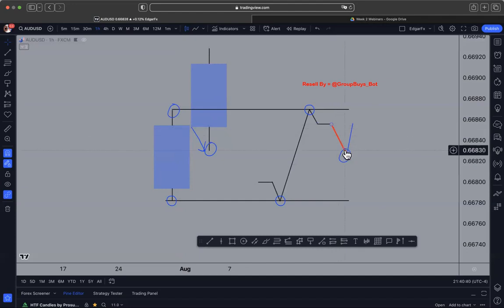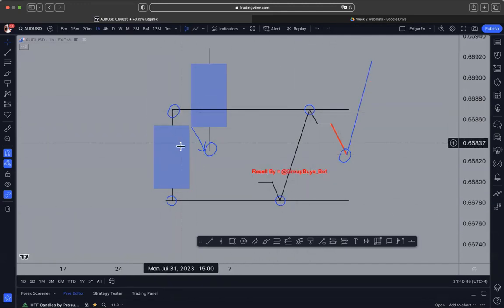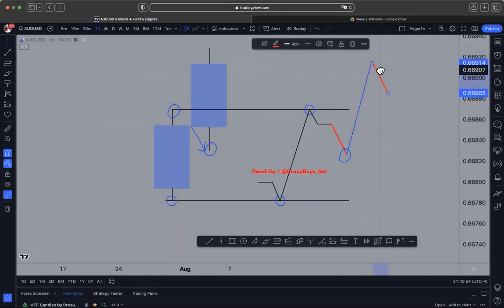So yeah, this is the move inside, and the goal is to go outside of the range. So you want to be buying inside of this candle range, and you want to be getting out of it on the outside part of it. Right. Over here.